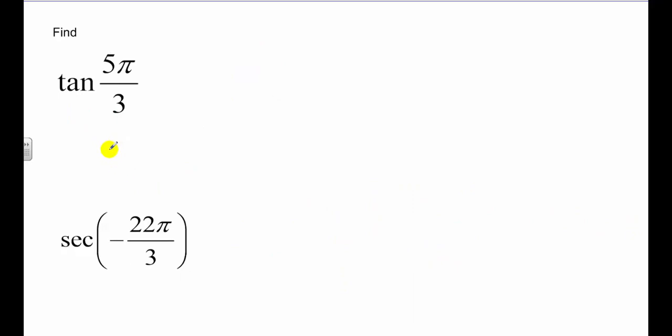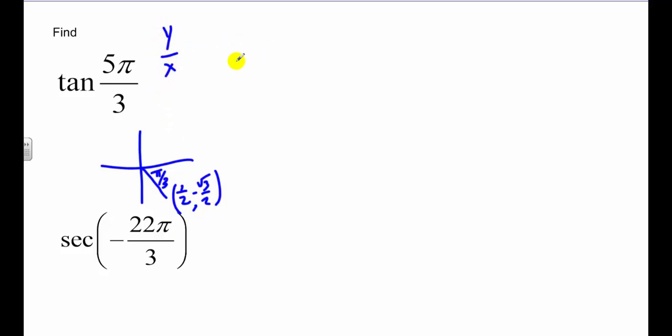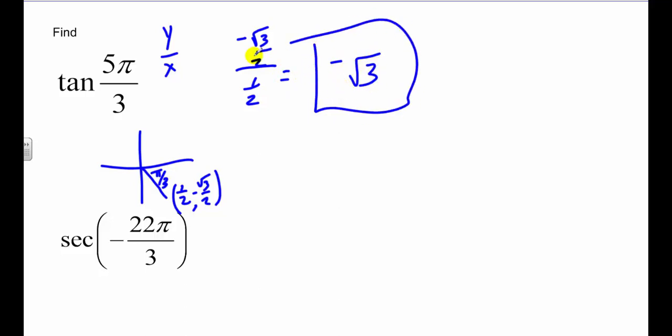Tangent of 5 pi over 3. Well, 6 pi over 3 is 2 pi, so I end up somewhere over here, pi over 3 away from 6 pi over 3. I know my x and y values are similar to those of 60 degrees or pi over 3. So that's a half and root 3 over 2. Except in this case, the root 3 over 2 is negative. Tangent's y over x. So if I take my y value of negative root 3 over 2 over a half, multiply by the reciprocal, get negative root 3. And there we go.